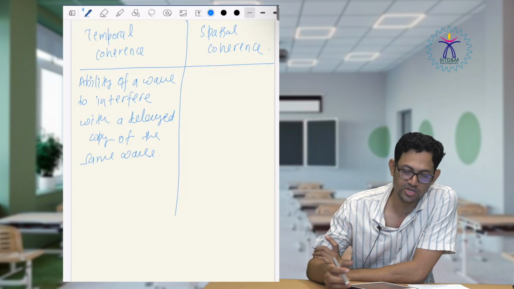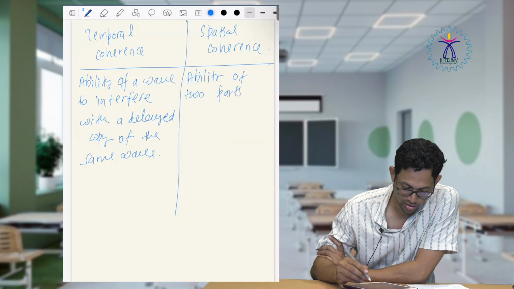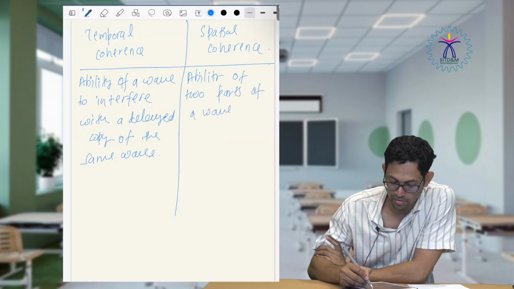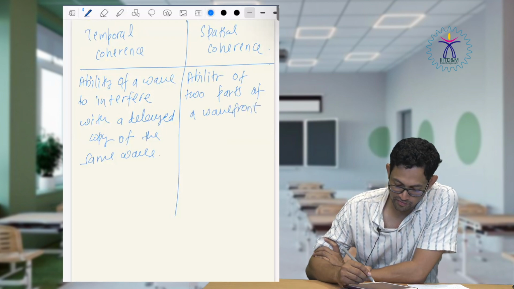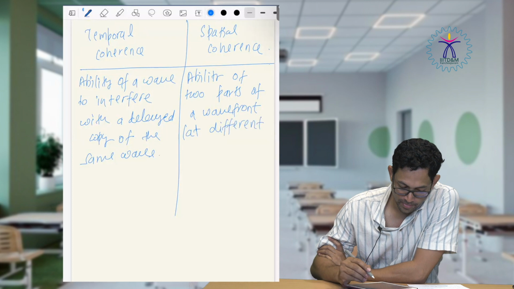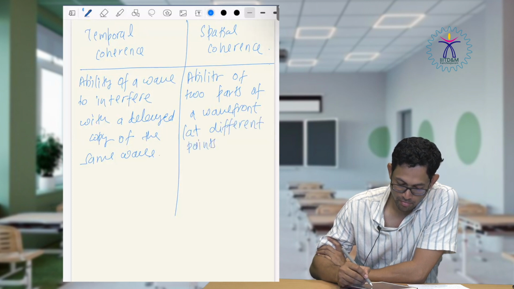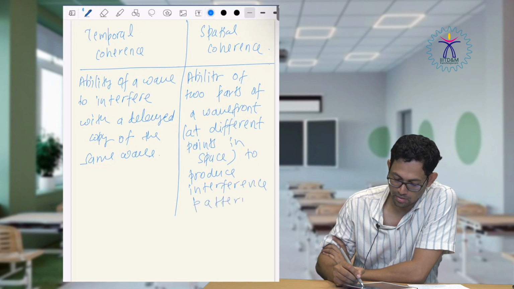Now, what do you mean by spatial coherence? It is the ability of two parts of a wavefront, and now we start talking about wavefronts, right? I will define what a wavefront is in some time. So it is the ability of two parts of a wavefront at different points in space to produce an interference pattern. Okay.